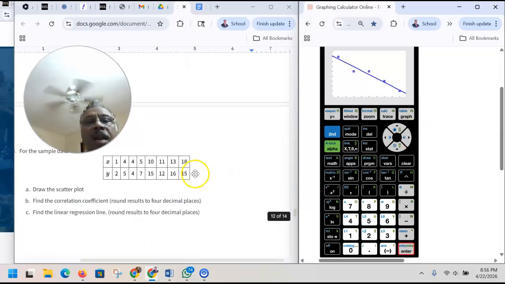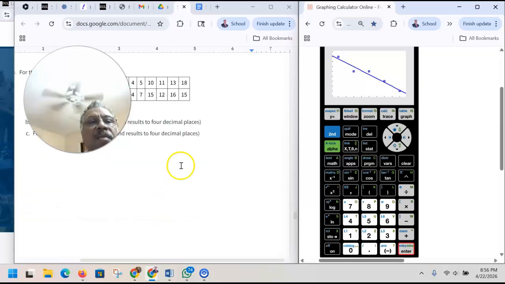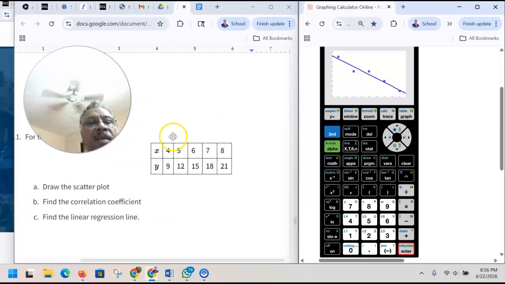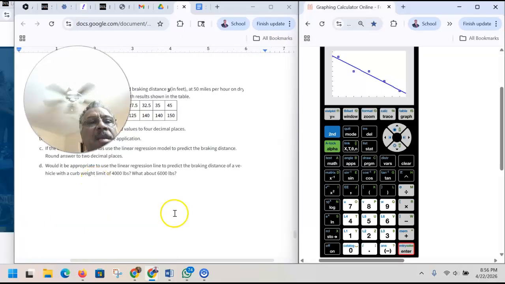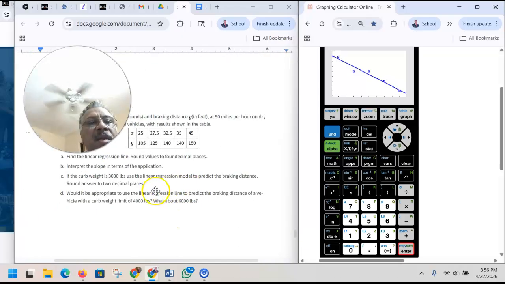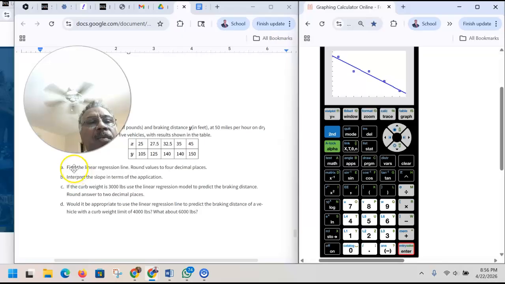Likewise, you're going to do the same thing: scatter plots, coefficient, all to four decimal places. Make sure this one is the same thing. Let's see this one, which asks about curb weight.